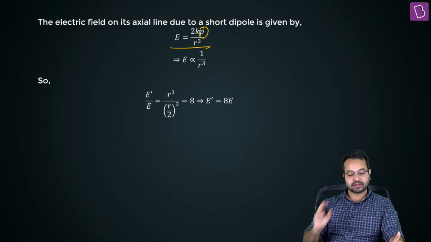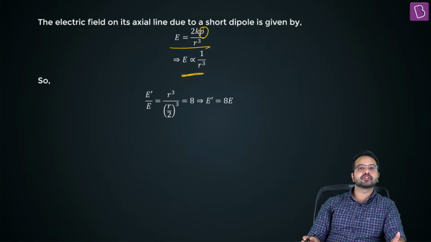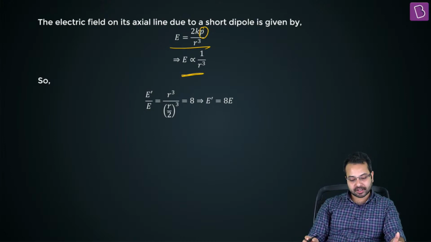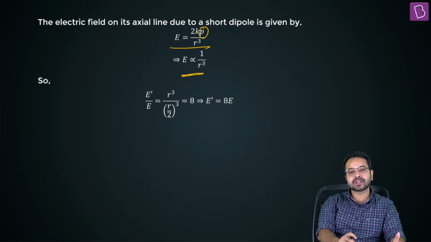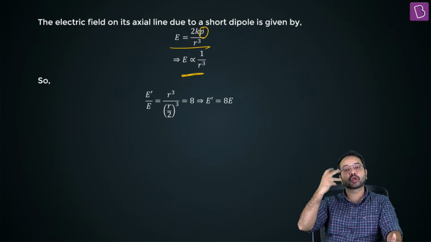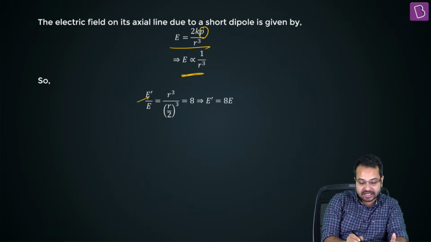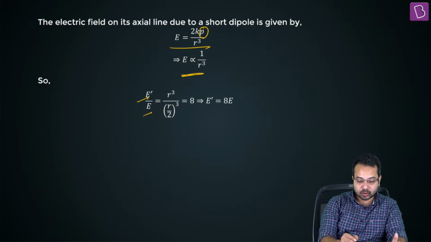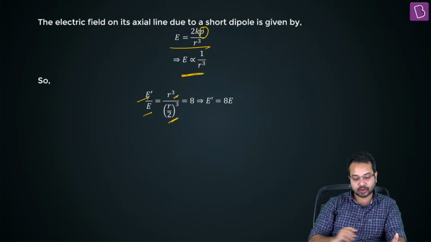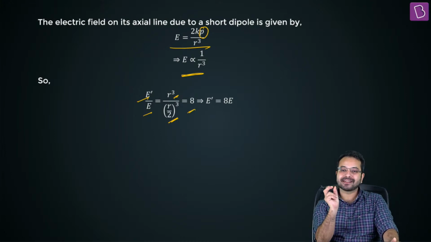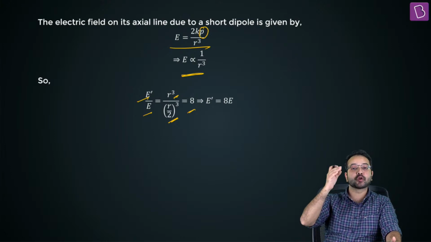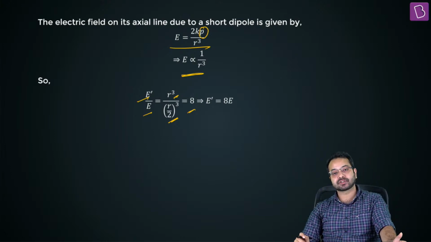So P is going to remain constant, which means that the electric field is going to be inversely proportional to r cube. So if r is becoming half, then the electric field is going to become 2 cube times. Is that correct? So we can write E prime upon E is equal to r cube upon r by 2 cube, and that is going to give me 8. So if r is becoming half, then the electric field is going to become 2 to the power 3 times.